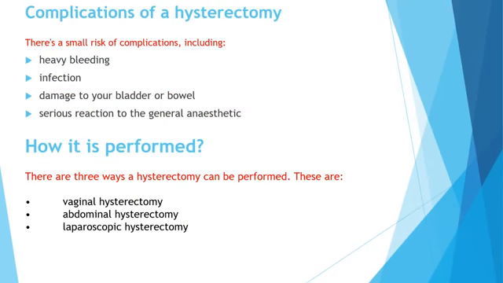So, complications of hysterectomy. What complications can happen with a hysterectomy? We already mentioned there are many complications that could happen. There is more risk of complications, including heavy bleeding, infection, damage to your bladder or bowel, and serious reaction to the general anesthetic. How is this performed? There are three ways a hysterectomy can be performed: vaginal, abdominal, or laparoscopic hysterectomy.